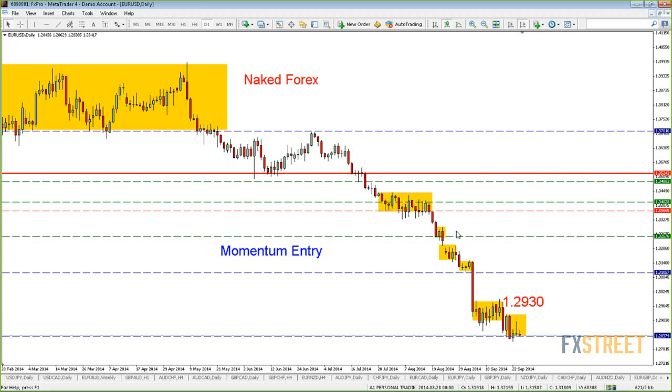So that's basically what we're doing here. We're trading the boxes. And the trigger candle, of course, is a big red candle.